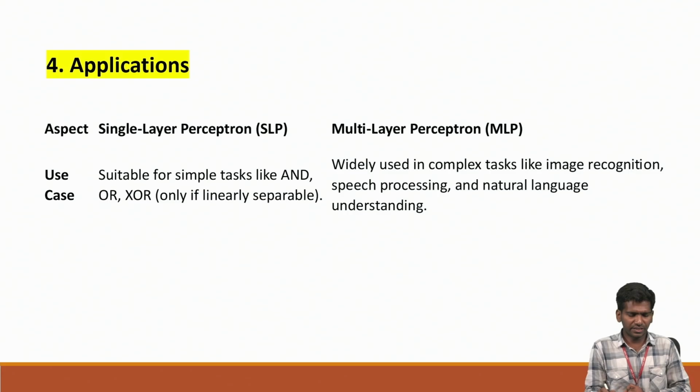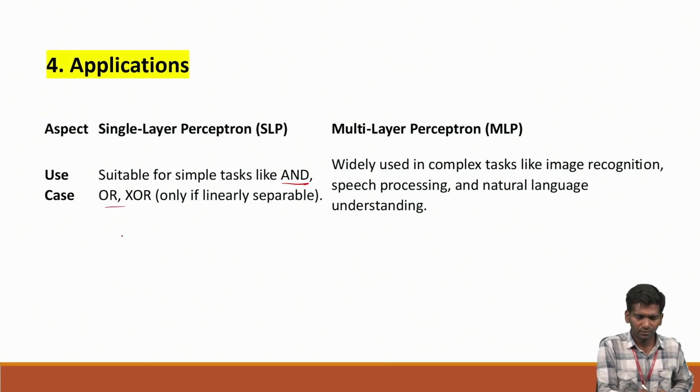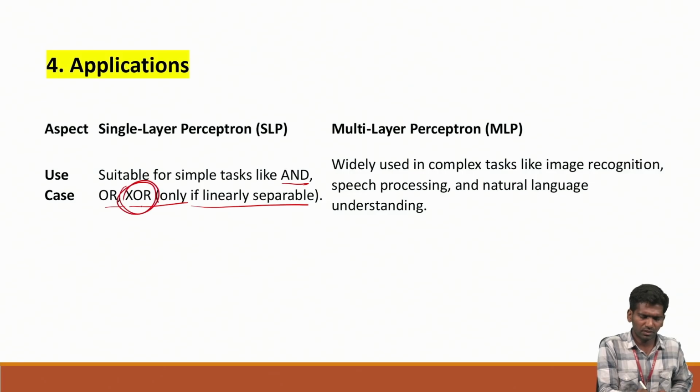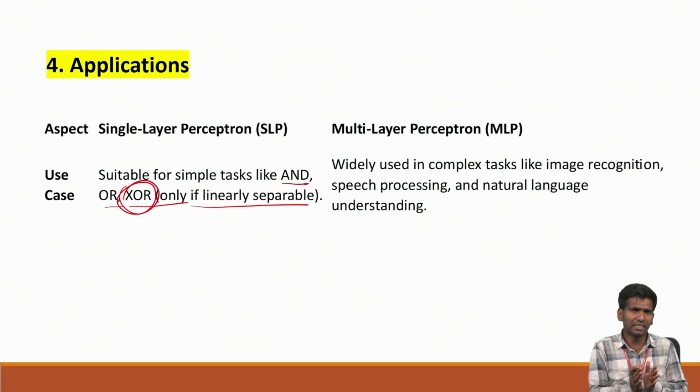Next, applications: where we can apply a single layer perceptron and where we can apply a multi-layer perceptron. A single layer perceptron can generally be applied to AND and OR, and XOR only if it is linearly separable. For designing, we can remove XOR, because the XOR gate is considered only if the data is linearly separable. Otherwise we don't consider the XOR gate for designing an SLP.